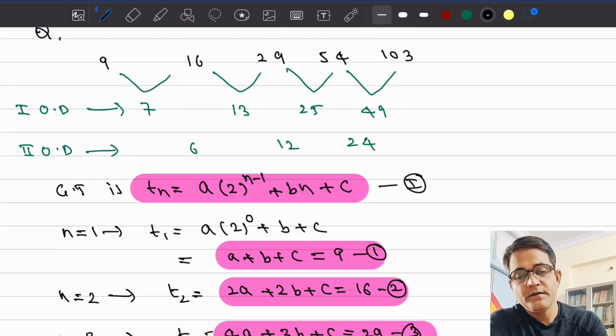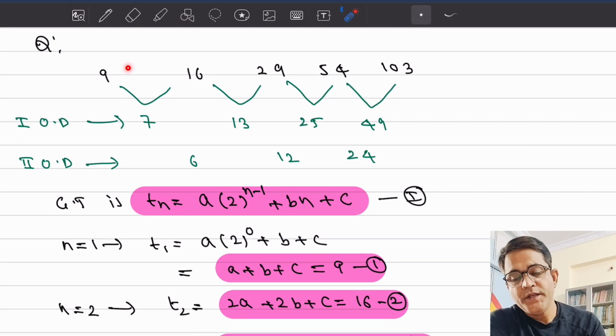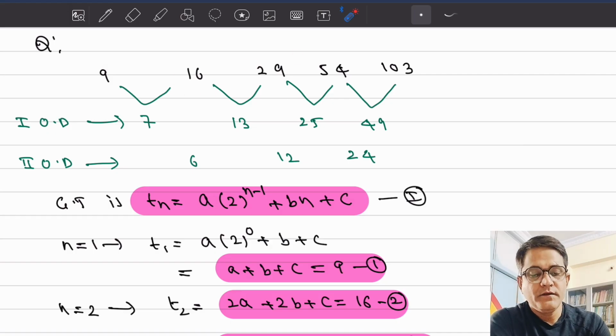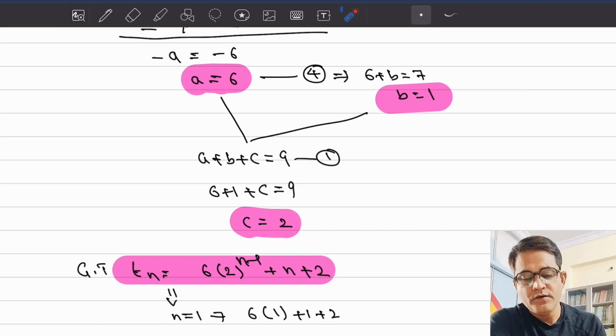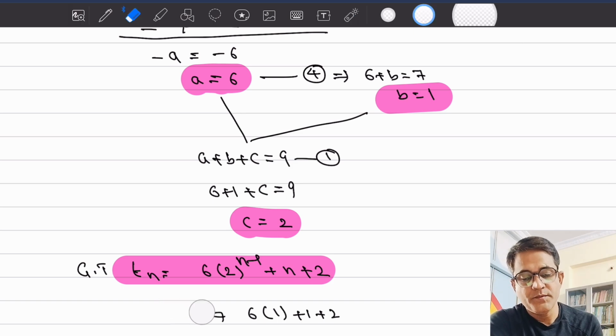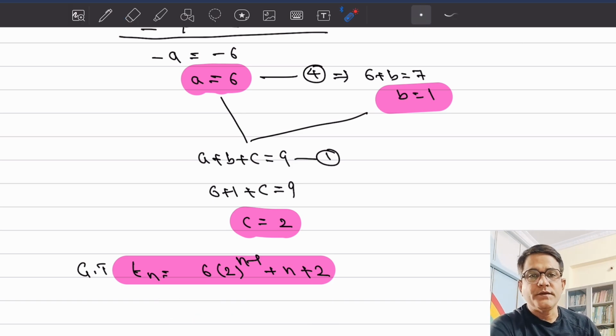That is 9. Yes. If you put n is equal to 2, you will get 16. If n is equal to 3, you will get 29. So you verify: if you put n is equal to 1, we got the first term as 9. Yes, our algebra is fine. There is no algebraic mistake. Now this is the nth term.